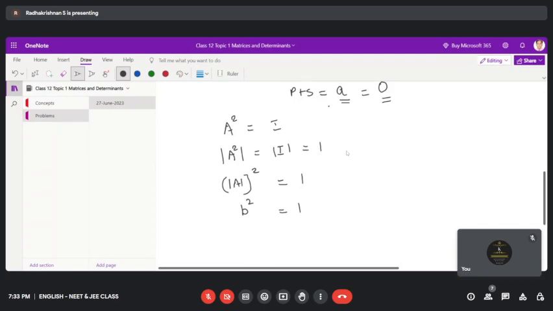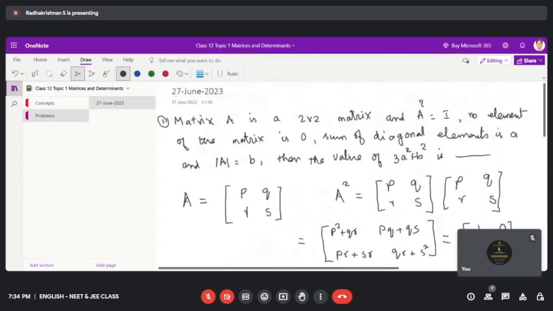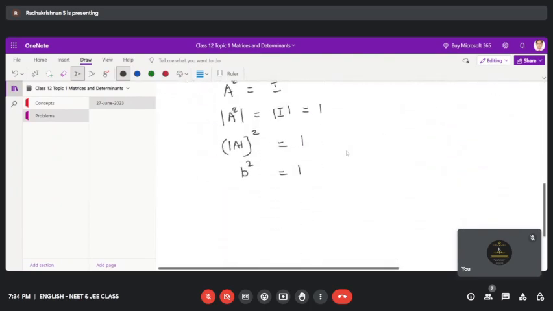It's so easy, it looked so difficult in the beginning. But actually, within 1 or 2 steps, you see that A equal to 0, B square equal to 1. So what is the value asked? 3A square plus B square. Will be 1. Yes. That's all.